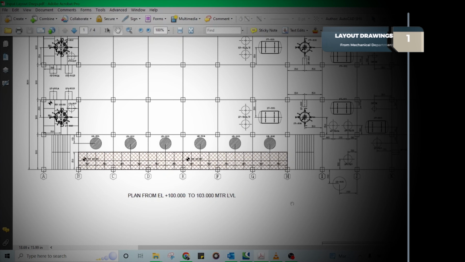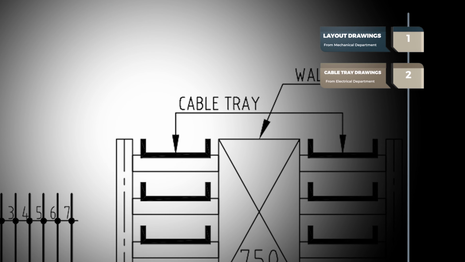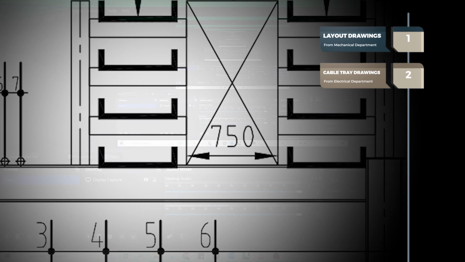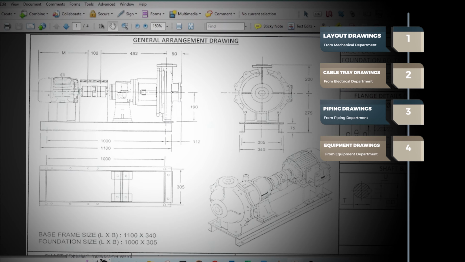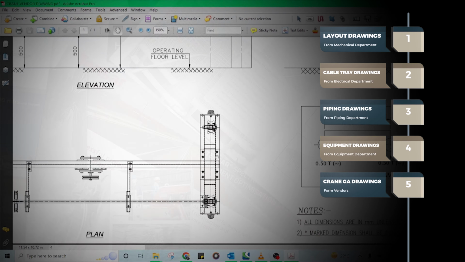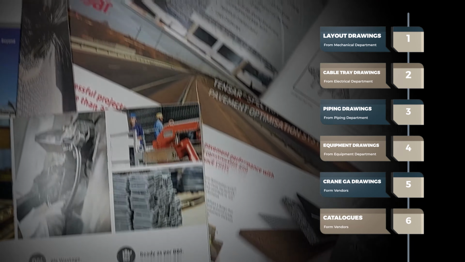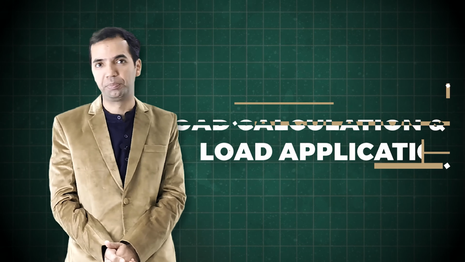Various interdisciplinary departments provide us a lot of inputs, such as layout drawing from mechanical or industrial architect department, cable trace drawing from electrical or instrumentation department, piping drawings and piping loads from piping department, equipment drawings from equipment department, crane GA drawings from vendors, catalogs for various products like grating, checker plate, sheeting, etc. from different vendors. After understanding these inputs, now comes load calculation and load application.